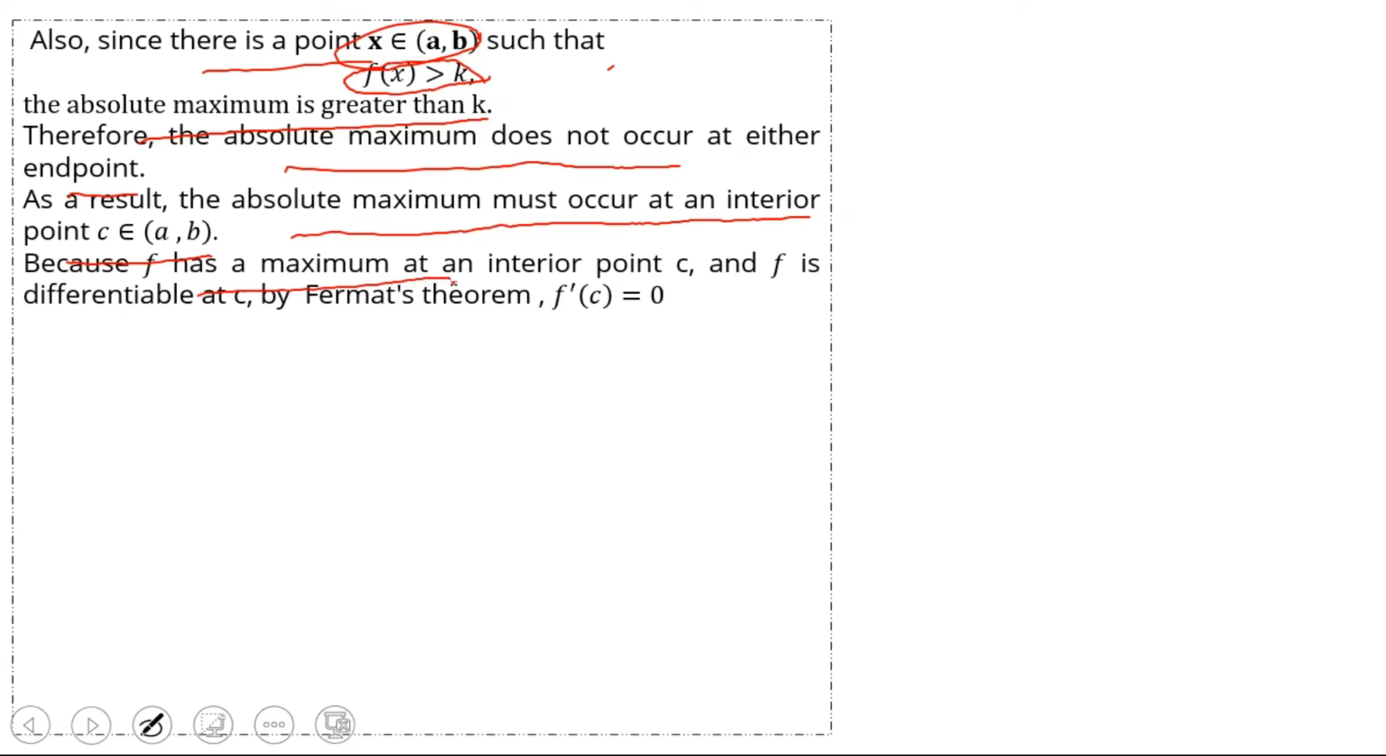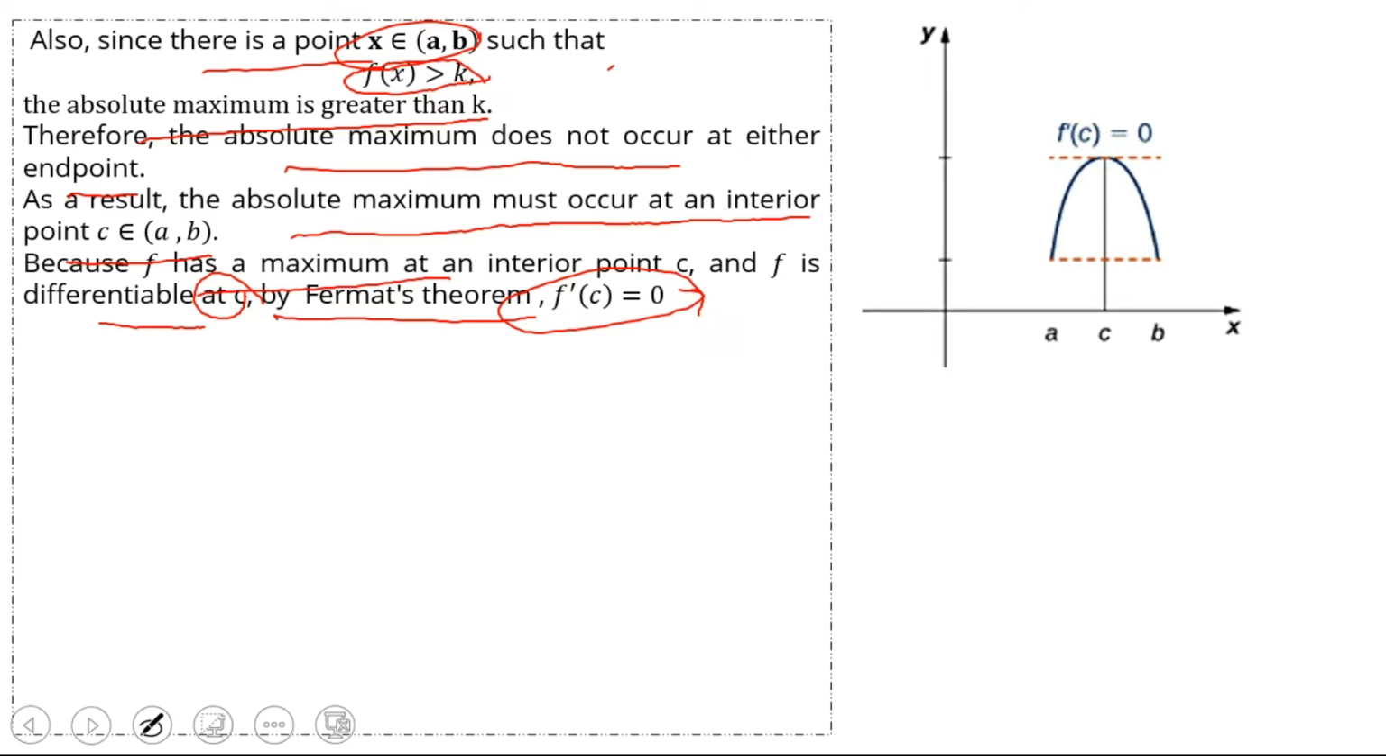Because f has an absolute maximum at an interior point c, and f is differentiable at c, then by Fermat's theorem the derivative of this function is equal to 0. In previous lectures we also proved Fermat's theorem. I will provide the link in the video description, you can watch. Okay, now we see this with the help of a graph.